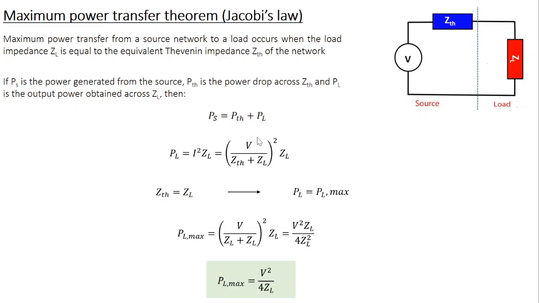Now what is the condition for maximum power transfer? PL becomes maximum, which I call PL max, when ZTH equals ZL. This is what the maximum power transfer theorem says. So I can write an expression for PL max. PL max is going to be V divided by, in place of ZTH, I write ZL, so ZL plus ZL, whole square, into ZL. So this is V square ZL divided by 4 ZL square. You can cancel ZL on both sides. You get maximum power transfer PL max equals V square divided by 4 ZL.